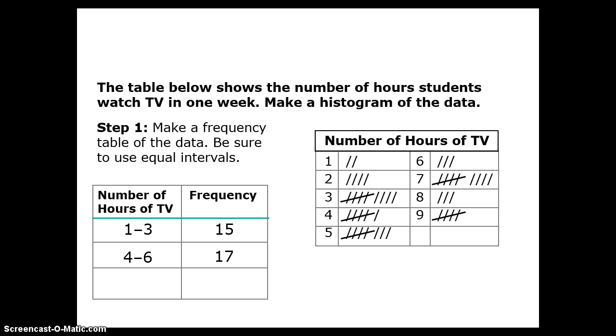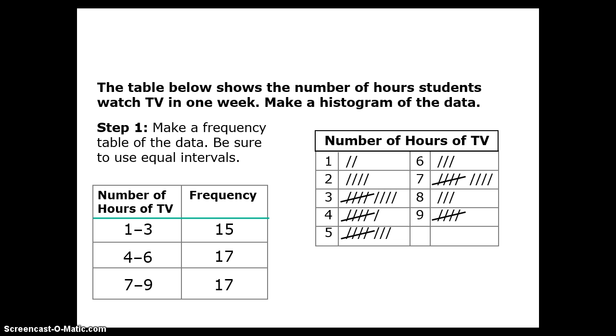My last interval has to be the same size or have the same number of categories as the first 2. So since the first 2 have 3 categories in them, my last interval has to have 3 categories, 7, 8, and 9. Again, I'm going to count up the number of tallies and find that there are 17.